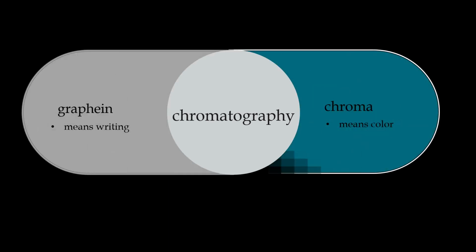Chromatography is made up of two words, chroma and graphy. Chroma means color and graphy means writing. So chromatography literally means color writing, but it is not merely color writing, it is much more than this. What is it? Let's begin.